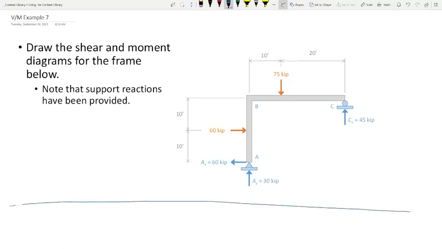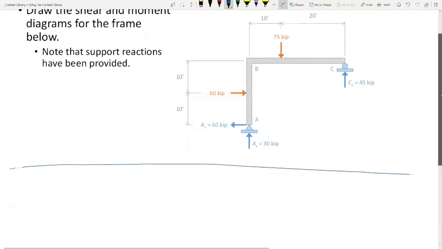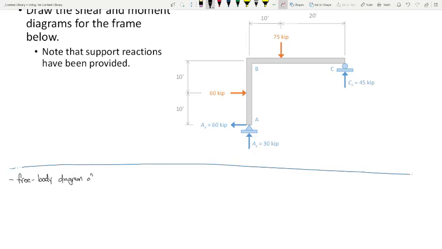Okay, I'm going to scroll down a little bit. I'm going to give everybody a sec to jot this frame down, then we'll get to it. We'll start off with the column. So we'll start off with a free body diagram. Free body diagram of column AB.